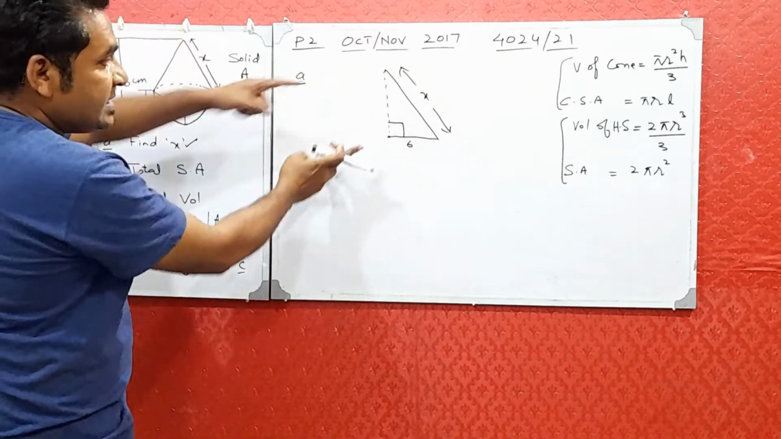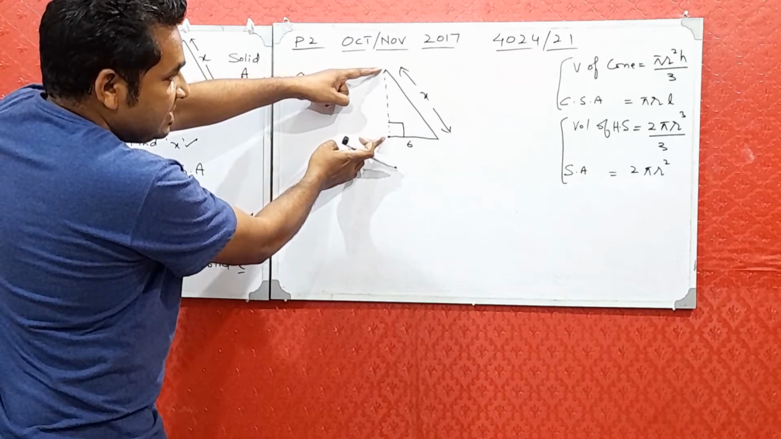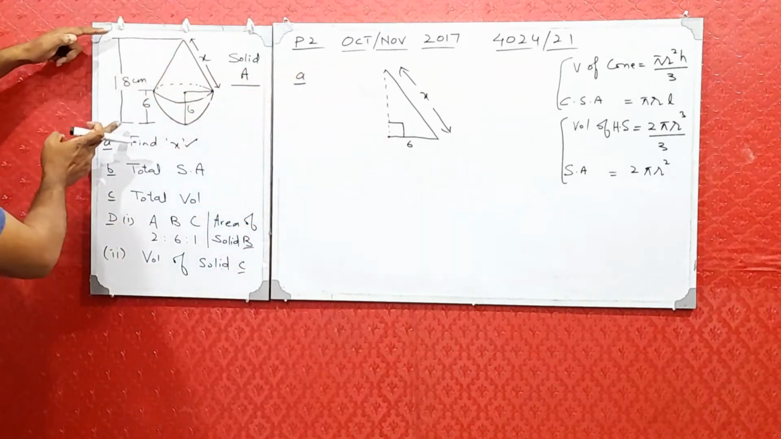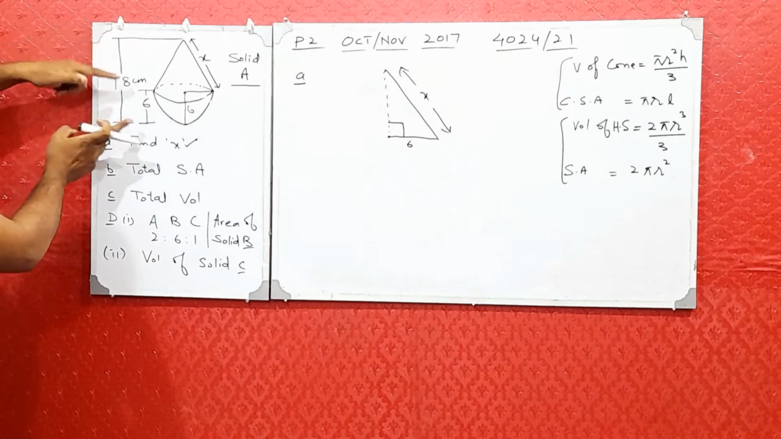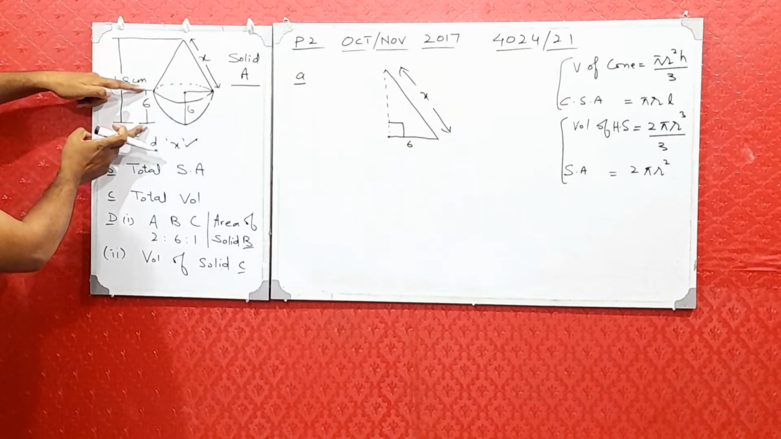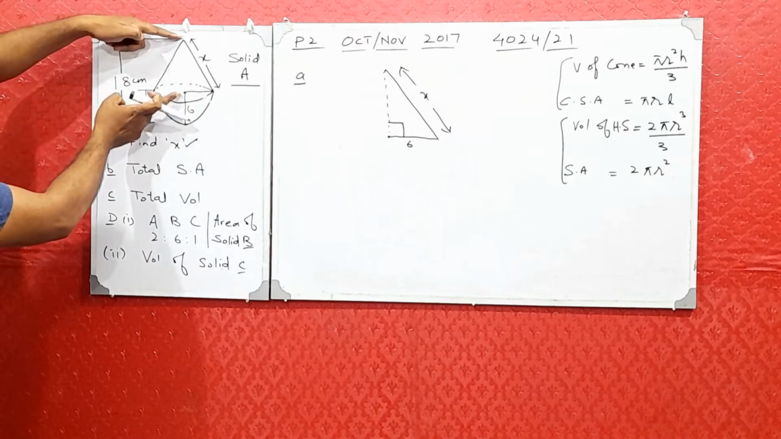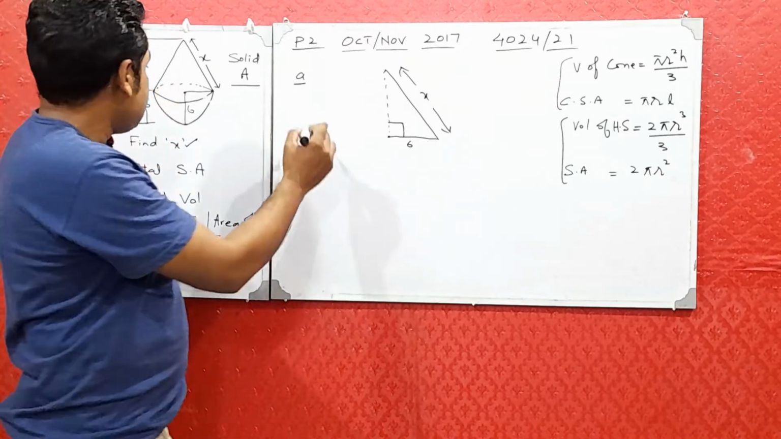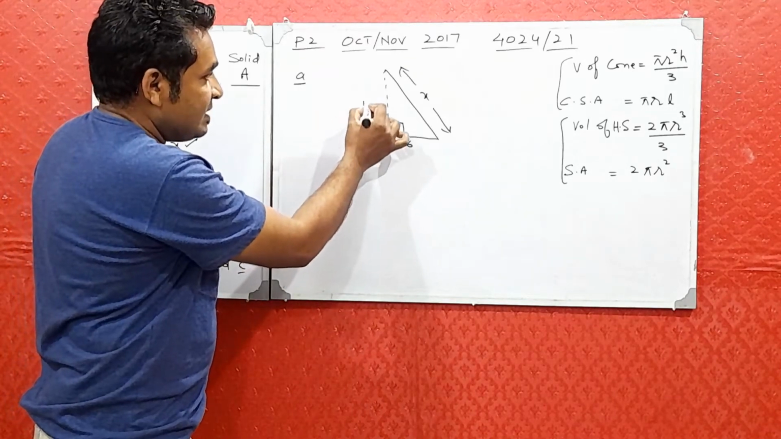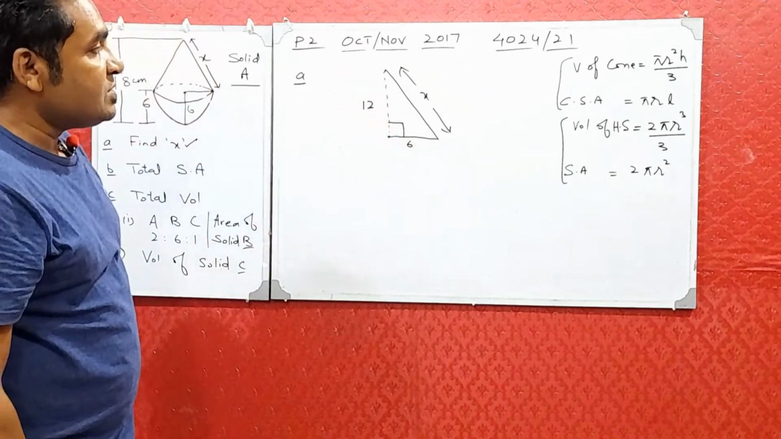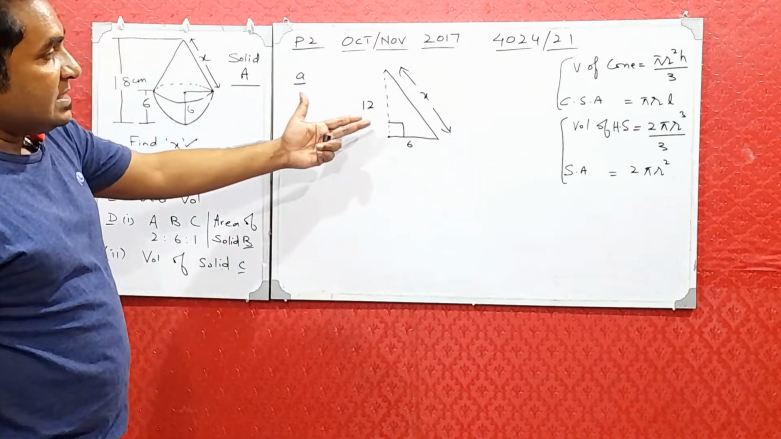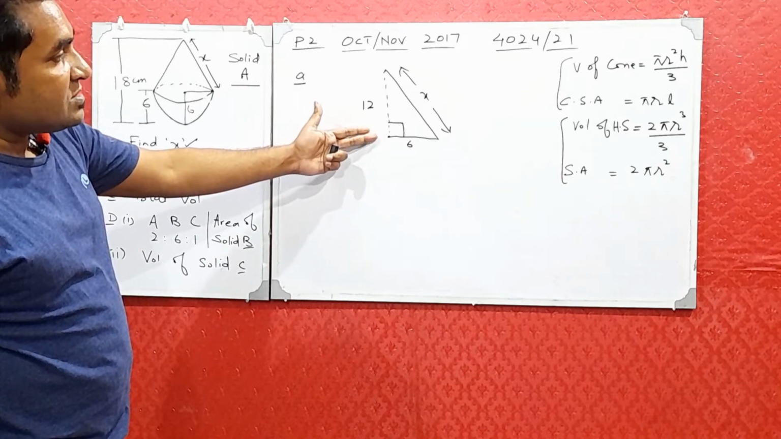But what is the length of this side? You can see that it was 18. If we subtract the height of this hemisphere, 6, from 18, we get the height of the cone. So 18 minus 6 is 12, so 12 is the height of the cone. Now you can see that it is a right angle triangle.